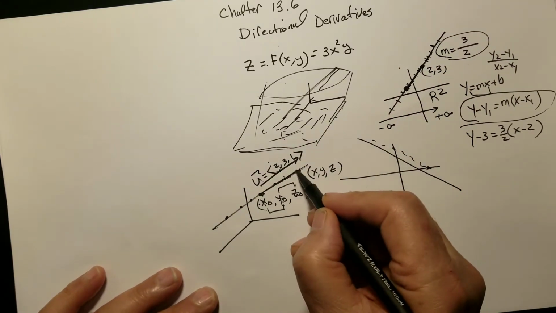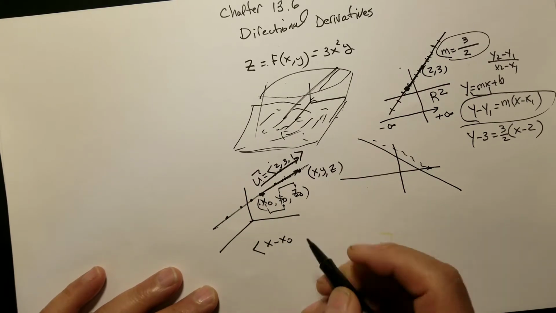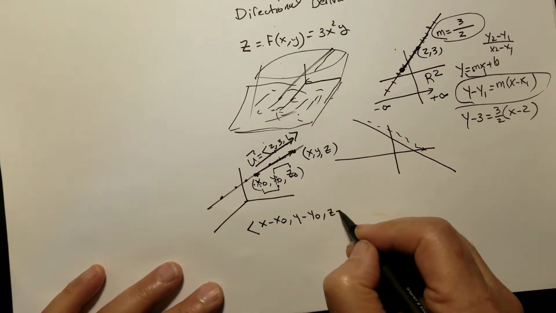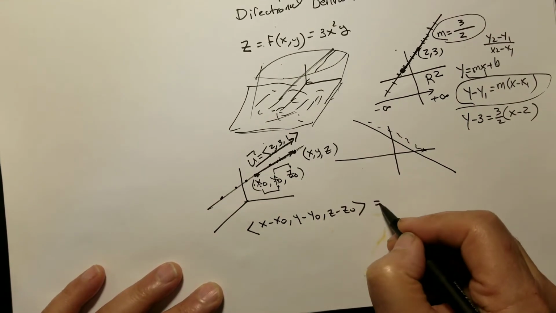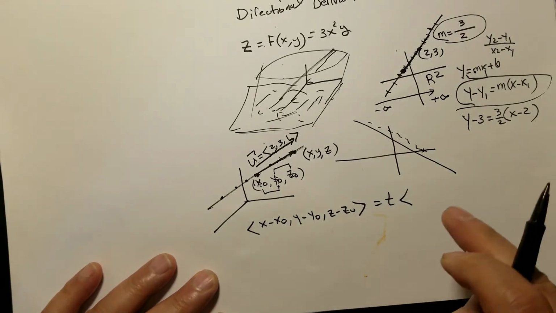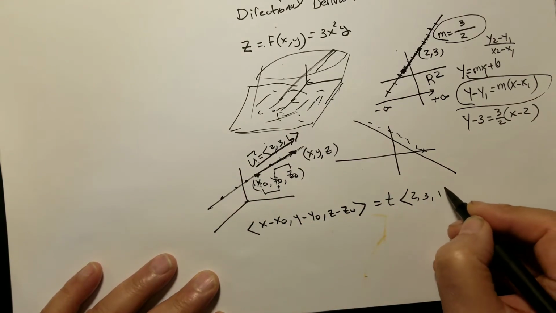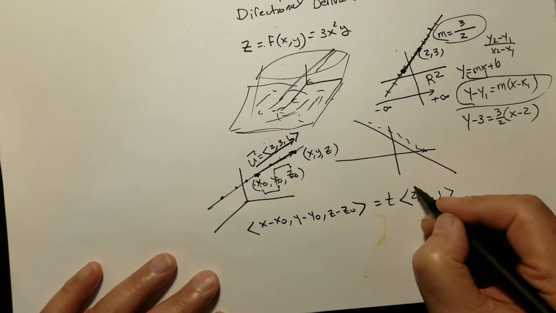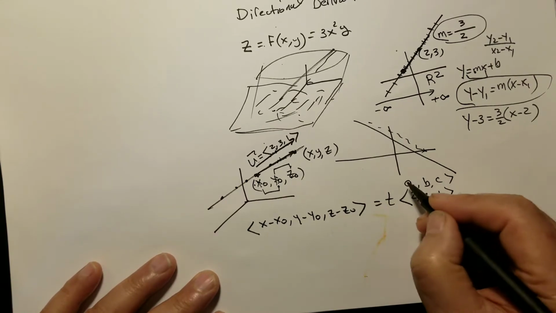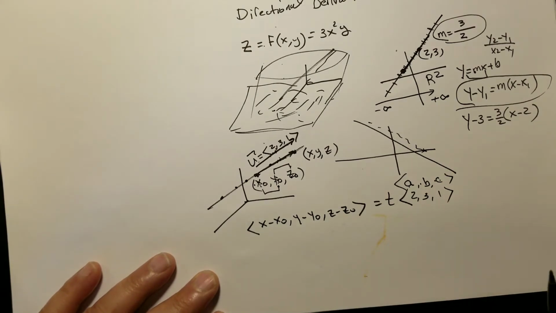Therefore, I can create a vector over that line, which is x minus x naught, y minus y naught, and z minus z naught. And that must be constant multiples of my slope. My slope here is a vector, which is 2, 3, and 1. Sometimes they represent these 2, 3, 1 by real numbers and call them a, b, c. And these are called directional numbers.